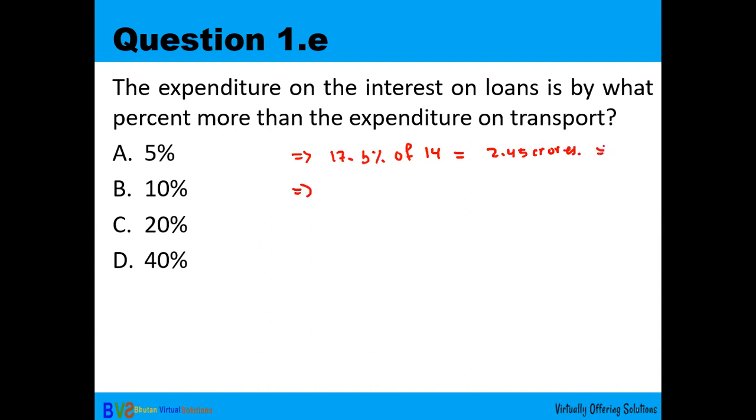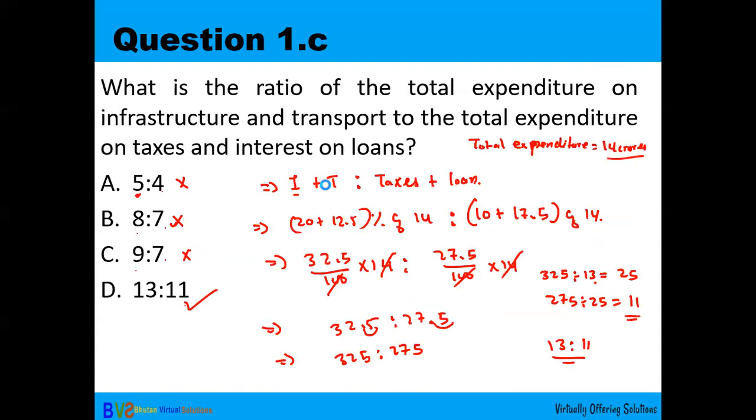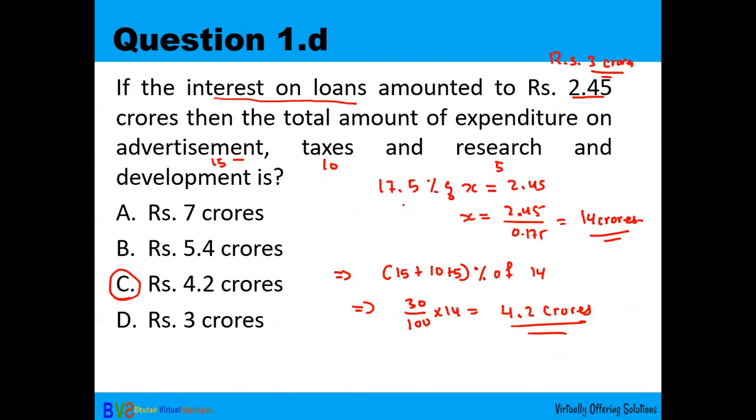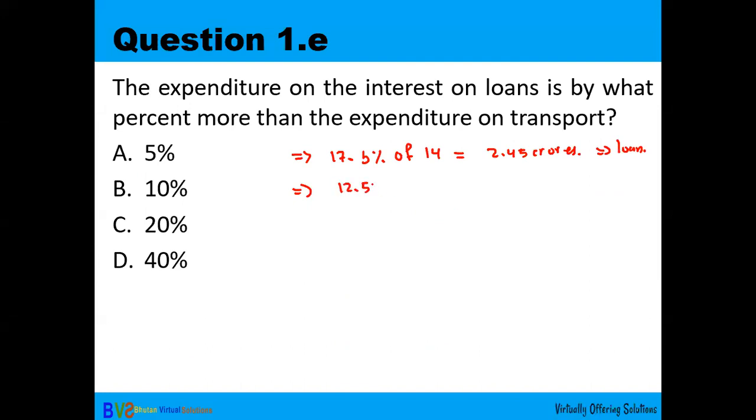This is for interest on loan. Then the expenditure on transport: transport percentage was 12.5. 12.5% of 14, so 0.125 times 14, you are getting 1.75 crore for transport. All right, now we have found the expenditure on loan and we have found the expenditure on transport.